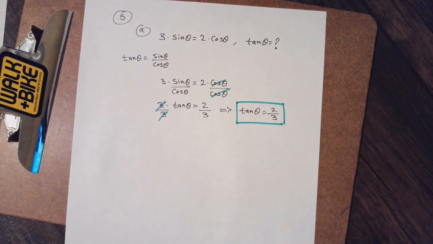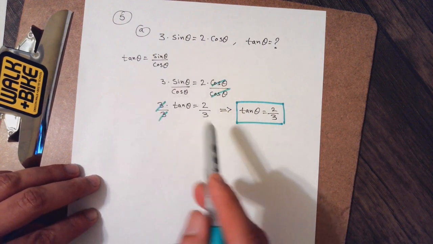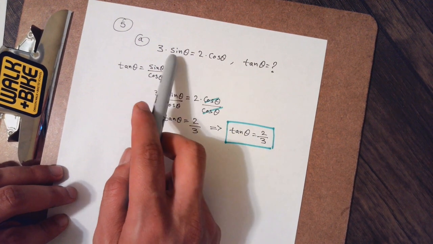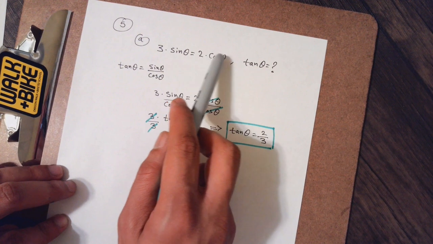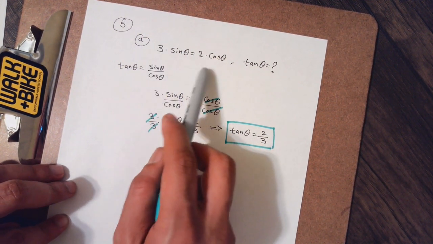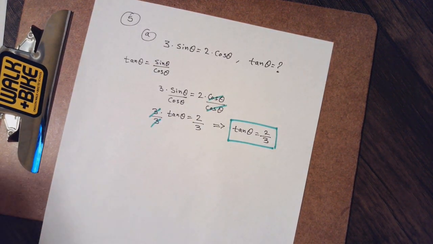If you practice these, you'll realize that you don't need to go through every step of these during your thinking process. You can see this and immediately realize that, well, I need tan theta, which is the ratio of sine and cosine, and I can get that simply by moving this cosine to the denominator and then moving this 3 to the denominator on the other side. This is exactly what we did. But with some practice, you'll start seeing these things quickly. That's why practicing is extremely important.